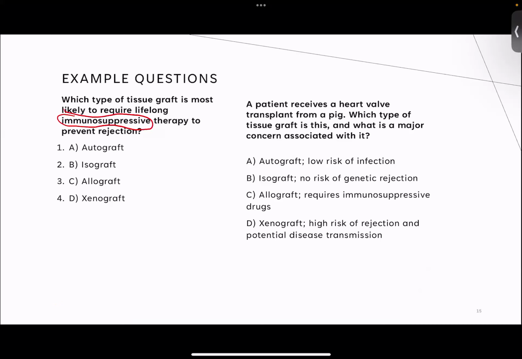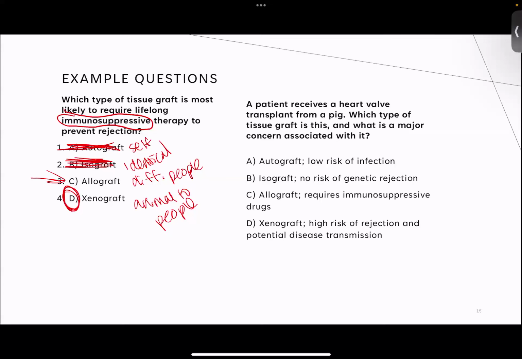Which of these is going to have the most difference here? So autograft is self to self. We should not have a problem with self things. Isograft, these are identical, from an identical twin. We shouldn't be rejecting that. These are from different people, but at least they're people to people. This is from animal to people. This is where the biggest risk is going to be. This is where the biggest difference is. You're still going to need immunosuppression for the allograft, potentially.